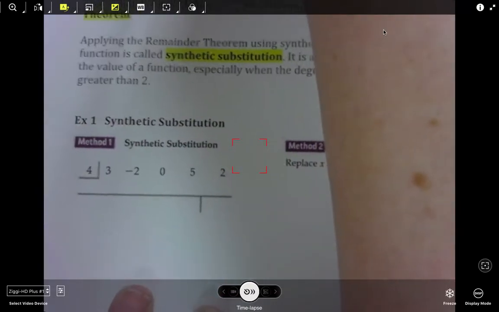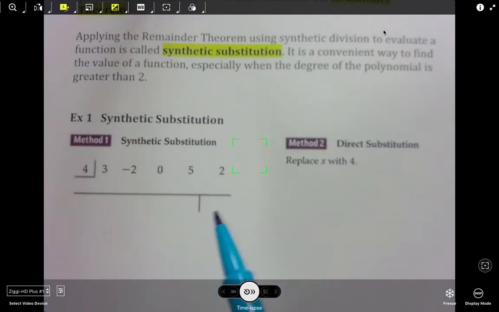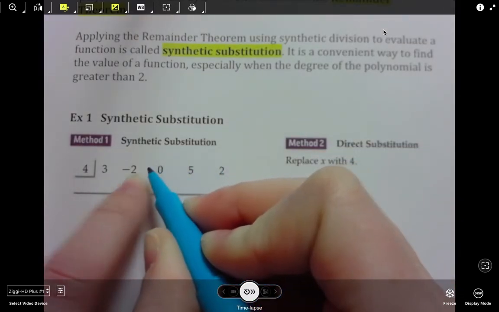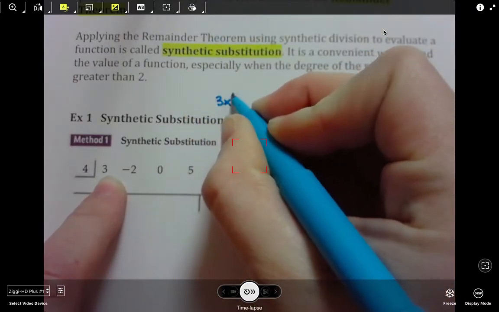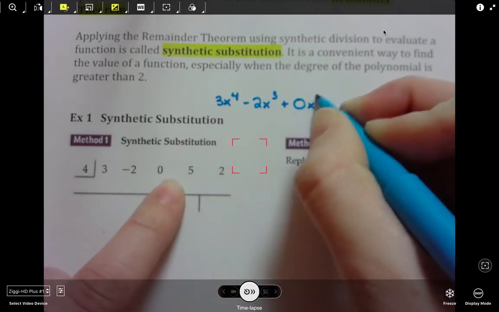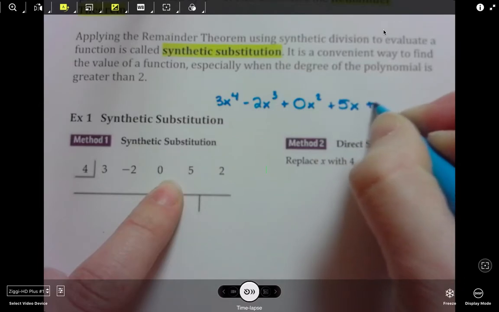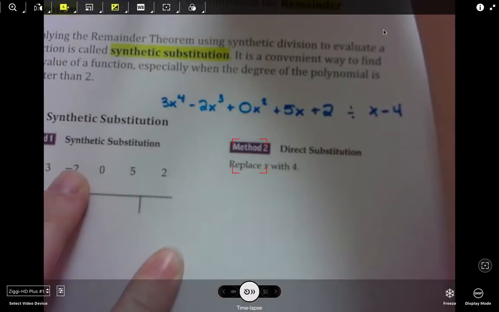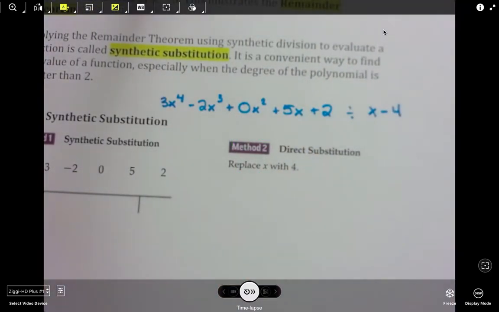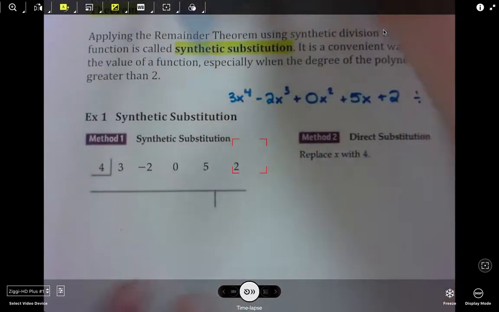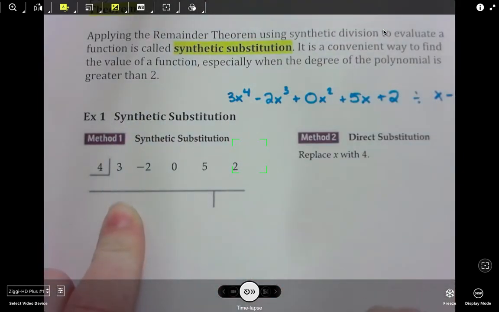And I forgot to write out the entire example. So what we've got going on here is, let's see, this is 3x to the 4th power minus 2x cubed plus 0x squared plus 5x plus 2. And we're dividing that by x minus 4. Okay, this is the original problem. For some reason I didn't write that down. So this is what we're trying to do down here. Okay, so synthetic substitution.